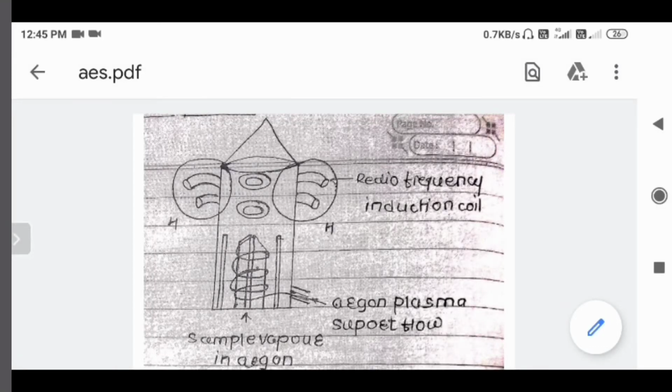So up to now we have seen the inductively coupled plasma. In that inductively coupled plasma, we have seen the complete instrumentation and its applications. So we will again revise that inductively coupled plasma. In an inductively coupled plasma or ICP, we generally use the argon gas source.